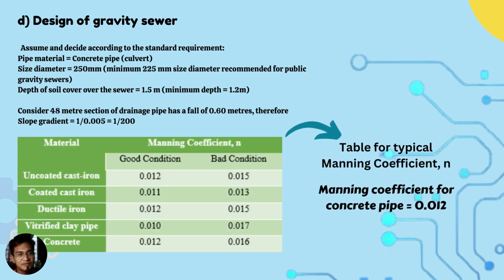Next is the design of the gravity sewer. Okay, we assume that the pipe material is concrete pipe, which is the culvert. The diameter size is 250 mm, and the depth of soil cover is 1.5 meter. Considering a 48 meter section of the drainage pipe has a fall of 0.6 meters, therefore the gradient slope is 0.005, which equals 1 per 200. As we choose the concrete pipe, the Manning's n for good condition is 0.012.